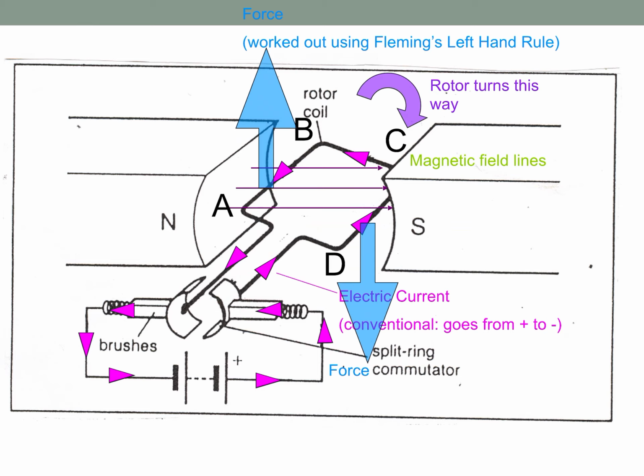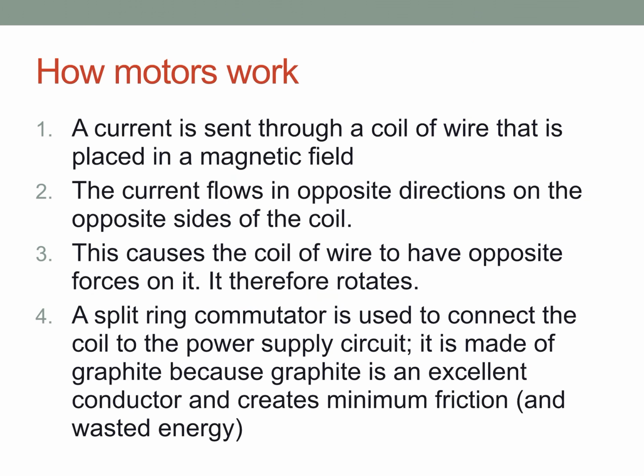Now let's have a little time on the split ring commutator. It sounds horrible because of that name, but its purpose really is to make sure that current can always flow to the coil without it getting tangled. It's made out of something called graphite, which you may have come across in chemistry, but it's a very good conductor. It's also very good because it doesn't create much friction, so you're not going to lose much energy as heat. So there you go, how motors work.